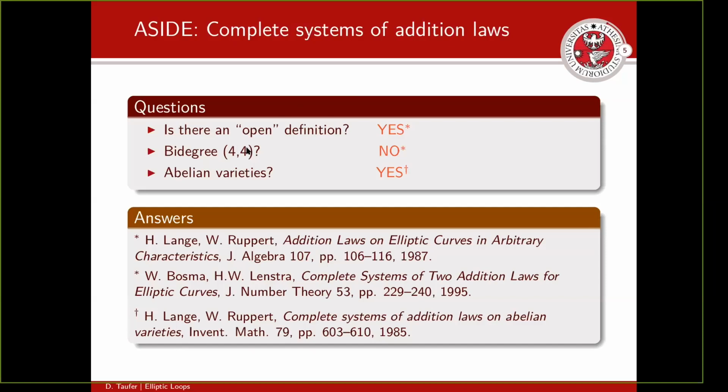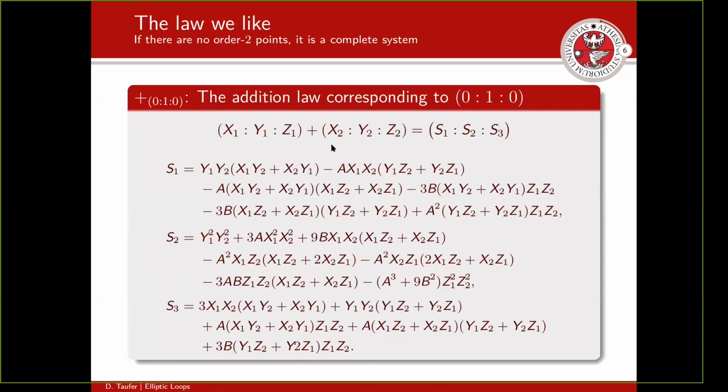The b degree of an open addition law is not 4, but it is 2, for elliptic curves at least, and it is somewhat more complicated, but you may define it over some abelian varieties under certain weak conditions. So this is the formula we will use today.